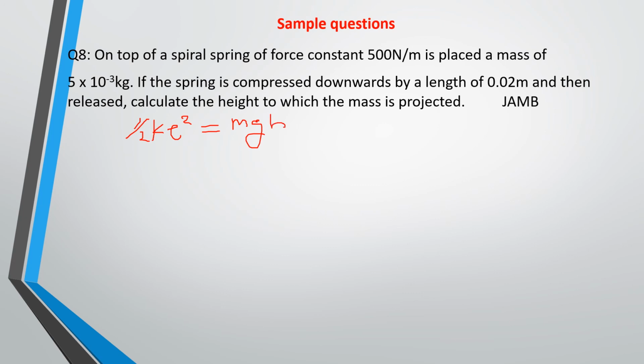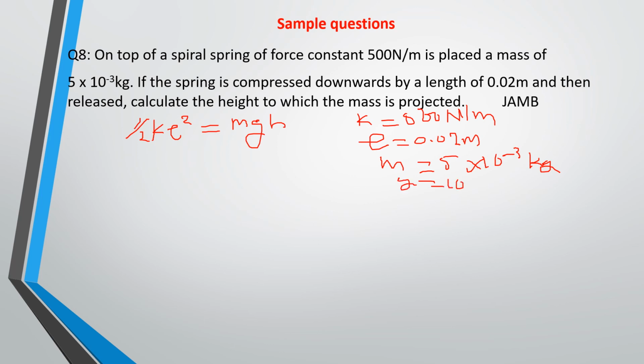So here you are given k to be equal to 500 Newton per meter, you are given extension to be 0.02 meters. You are also given mass to be equal to 5 times 10 raised to power minus 3 kg. So all these variables will be given to you. You know that g is equal to 10 meters per second squared. So they said height is what you don't know. Okay, so this is the formula.